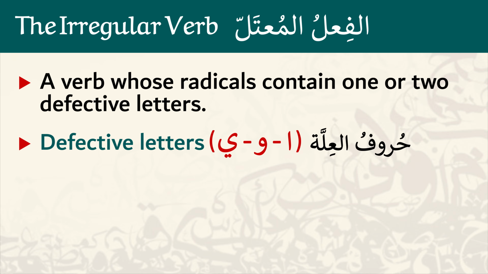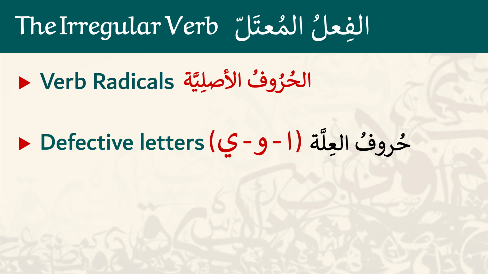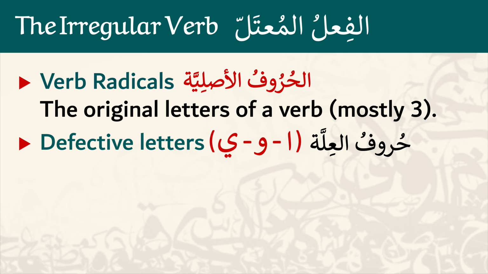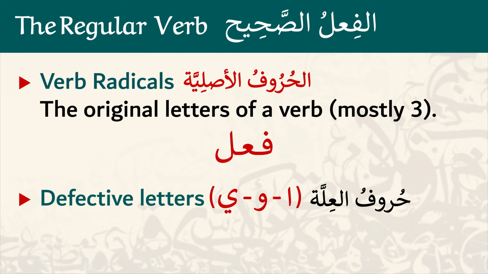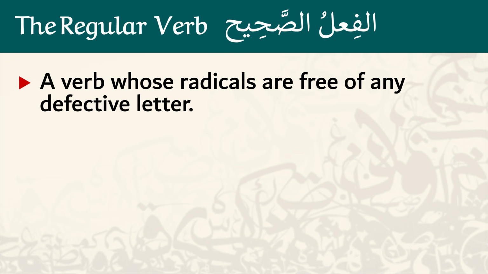Mostly, every verb has three radicals that are the three original letters from which the verb has been derived. The majority of verbs are extracted out of three radicals that take the measure فعل. So, if one of the three original letters of a verb is a defective letter, alif, waw, or ya, we call the verb irregular, معتل. The regular verb, on the other hand, is a verb whose radicals are free of any defective letter.